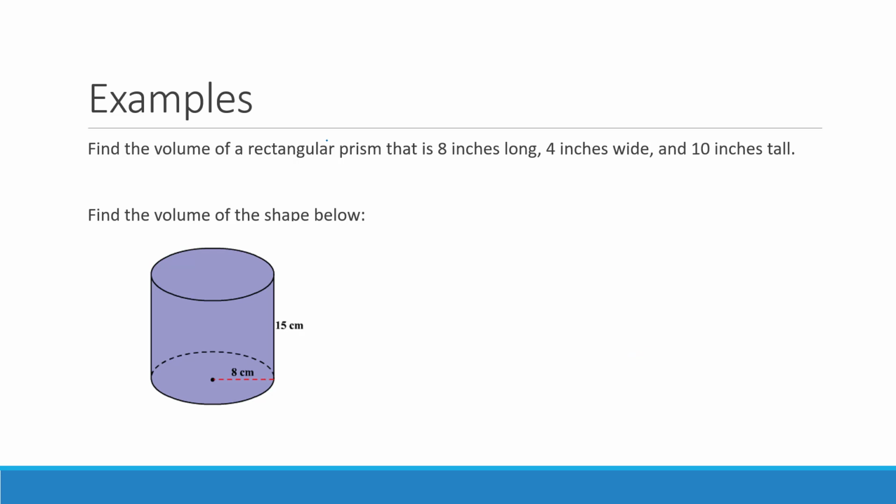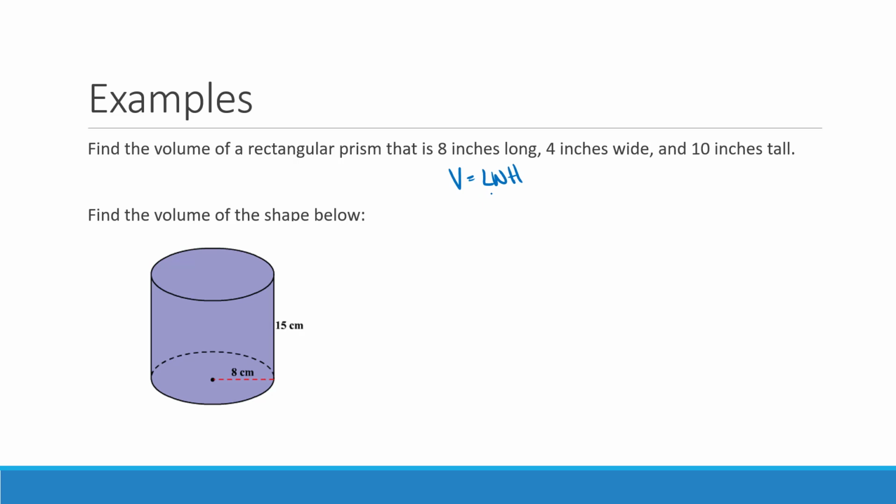So with this one, it says find the volume of a rectangular prism that is 8 inches long, 4 inches wide, and 10 inches tall. So if you go on your formula sheet, it tells you that volume is length times width times height. When you have these letters or variables, which we're going to learn about in the next video, written side by side, that's going to indicate multiplication, which is the majority of the formulas that you're going to deal with on your formula sheet.